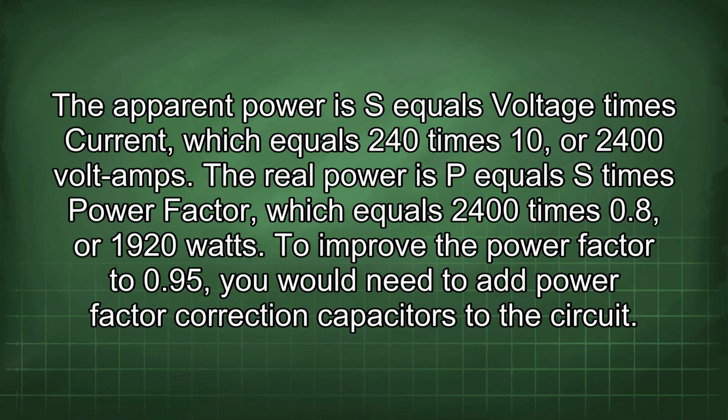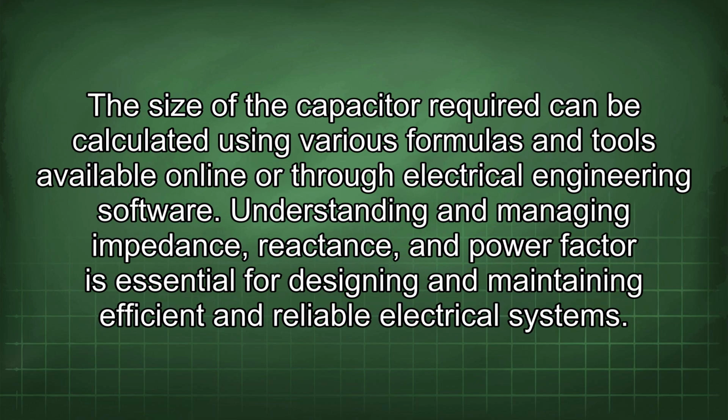To improve the power factor to 0.95, you would need to add power factor correction capacitors to the circuit. The size of the capacitor required can be calculated using various formulas and tools available online or through electrical engineering software. Understanding and managing impedance, reactance, and power factor is essential for designing and maintaining efficient and reliable electrical systems.